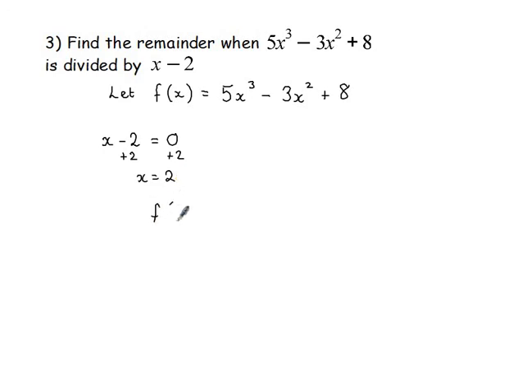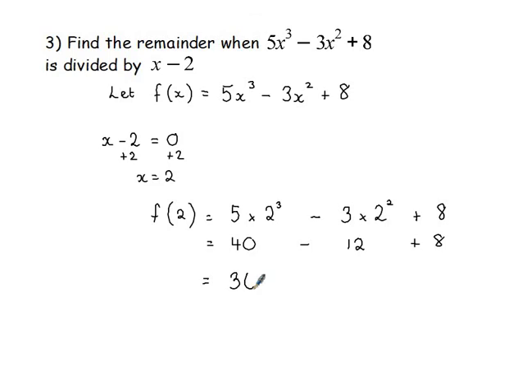So we're going to have f of 2 equals, so we're substituting the 2 in everywhere you have an x. So 5 times 2 cubed minus 3 times 2 squared plus 8. So 2 cubed is 8, times it by 5 to give you 40, minus comes down, 2 squared is 4, times it by 3 gives you 12, and then plus 8. So you have 40, take away 12, add 8, so 40 take away 12, add 8 gives you 36.